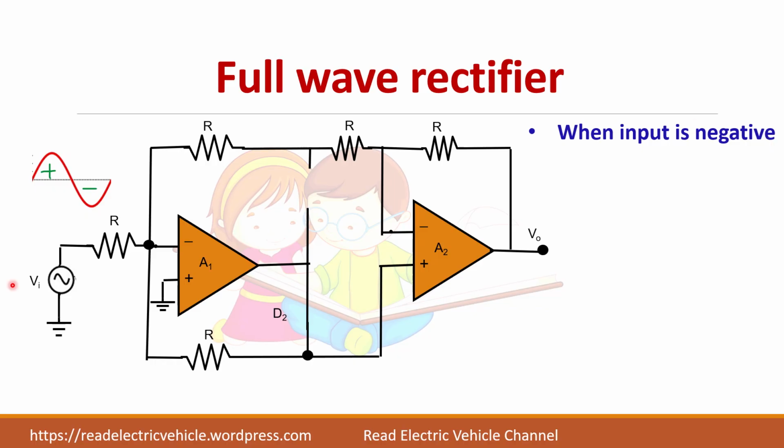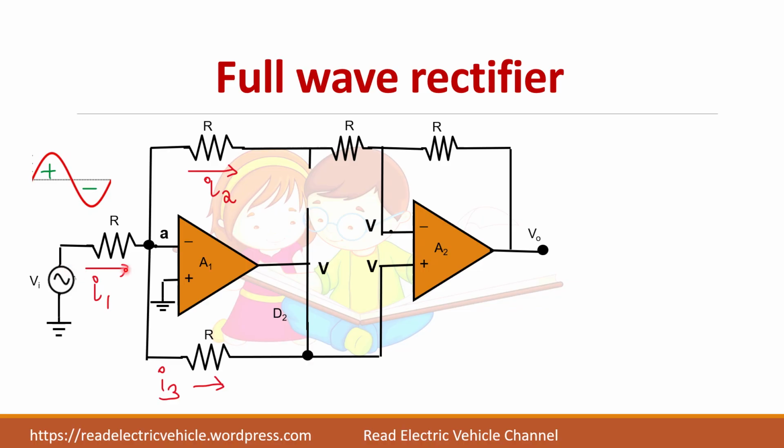Now the negative half cycle. Here the input voltage is negative, and here it is positive. This diode will not conduct, whereas diode D2 will be on. Since D2 is on, there is a feedback path here, and here also we have a path, and the source is also connected. So there are totally three paths. Let us mark the current directions here. Let us assume that I1, I2, I3 are flowing.